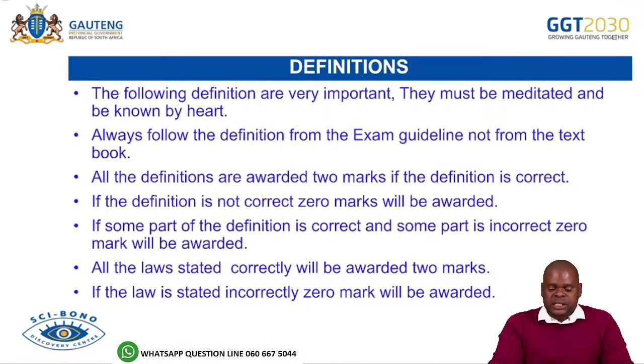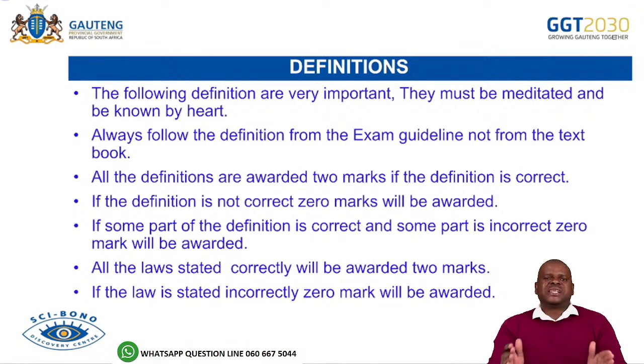If part of the law is stated incorrectly and the other part of the law is stated correctly, the 0 mark will be awarded. It's important that you memorise these laws, you know them by heart, so that when it comes to the test and the exam, you are able to give us the correct laws and definitions. And then questions on laws and definitions will be asked in question 1. We know question 1 is what? Question 1 is a multiple choice question. That means you will find these definitions and these laws in multiple choice questions.